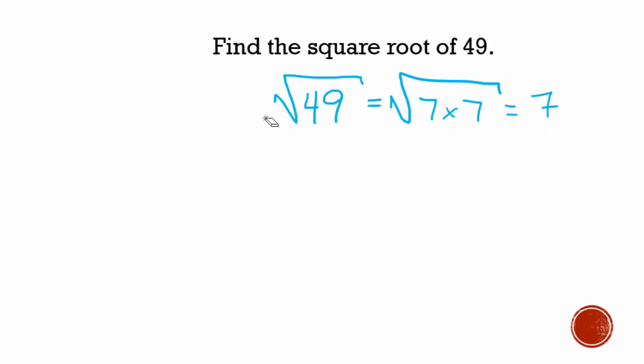And once again, if it's written like this, we're only looking for the positive. Or we could go back to our factor tree and we look to see what goes into 49. Well, besides 1 and 49, we're pretty lucky with this one. It's 7 and 7, so therefore we found our pair. We found what times itself makes 49, so the square root of 49 is 7.